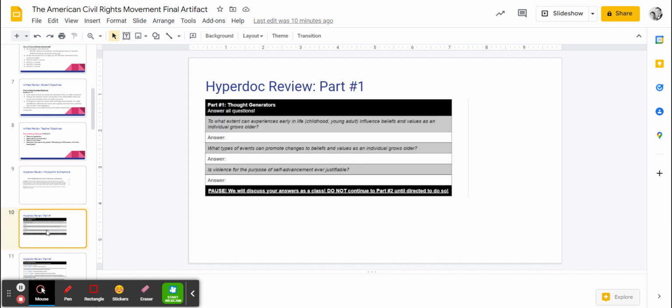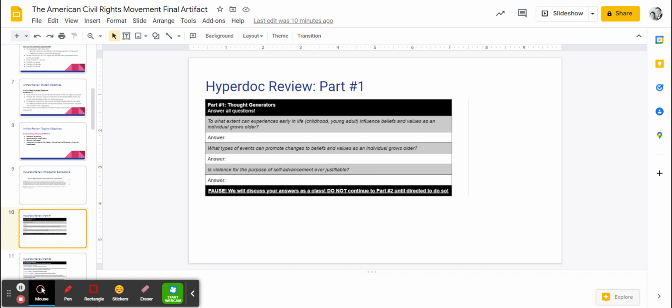In part 1 here, I have some thought generators that I always tend to use with students. These are questions about how experiences early in life can influence beliefs and values as people grow older. I really use this to help students understand how Martin Luther King Jr. and Malcolm X can arrive at such different ideas for how to achieve equality or lack thereof, or integration or lack thereof.